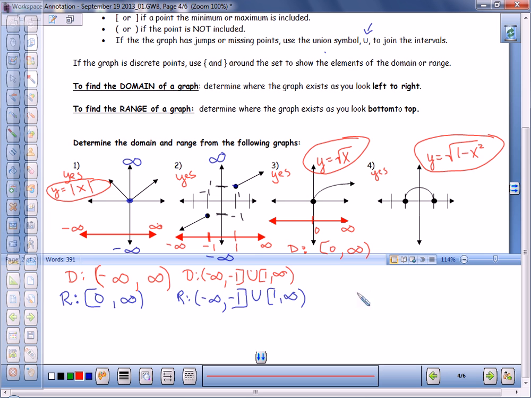Range, bottom to top. So here goes, it kind of looks like it settles out, but it really keeps going up and out forever. So we'll say from 0 to infinity. It was the same in that one. Now, number 4 is very interesting. The domain. See, it goes from -1 to +1. And it's everything in between, isn't it? So we would just write from -1 to +1.